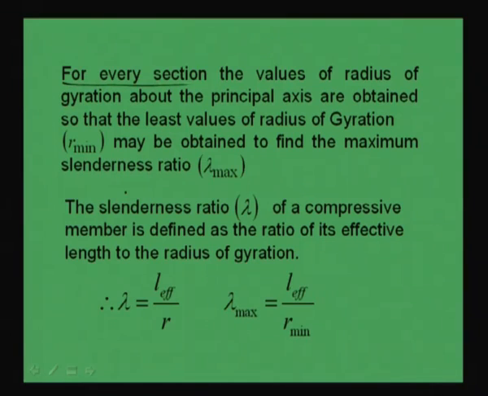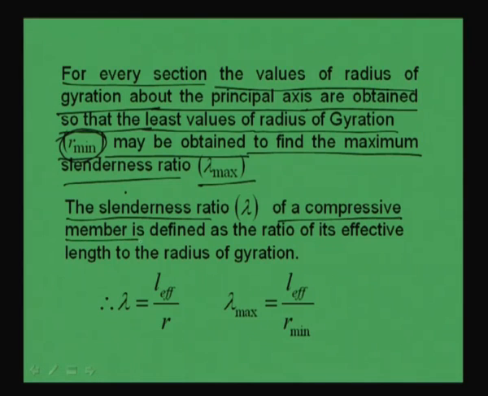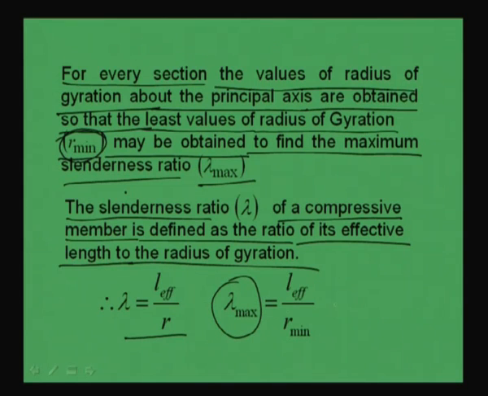So, for every section, the values of radius of gyration about the principal axes are obtained so that the least value of radius of gyration may be obtained to find the maximum slenderness ratio lambda max. So, to find lambda max, you have to find out the r minimum. r minimum means I_xx minimum, means I minimum, moment of inertia minimum, right. The slenderness ratio lambda of a compression member is defined as the ratio of its effective length to the radius of gyration, what we have told earlier, effective length by radius of gyration. So, lambda max we have to calculate as L effective by r minimum. When r is becoming minimum, this will become maximum, and maximum means allowable stress will be becoming less, minimum.